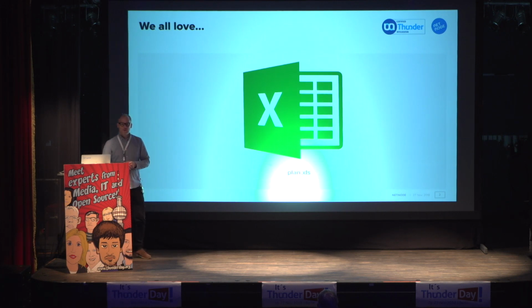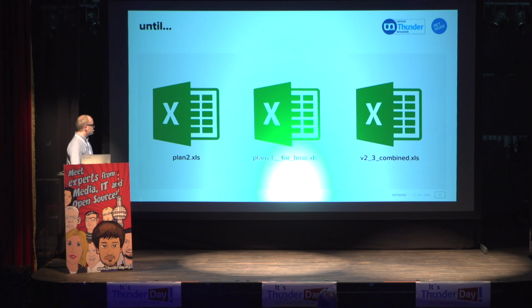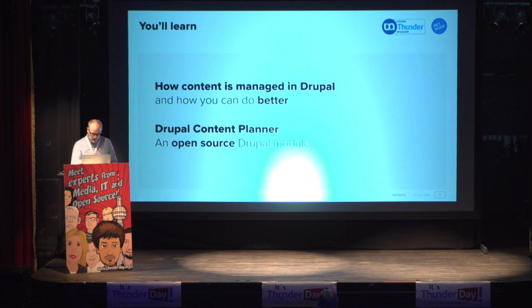Why? Well, you start Excel, add a couple of columns, and then you have a planning tool, you have a task list, whatever. So we love it, easy to use, until the plan gets version 2, version 3 for the boss, and you have version 2 and 3 combined. So you see we have a big problem here.